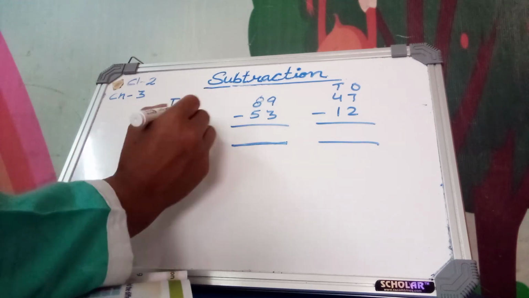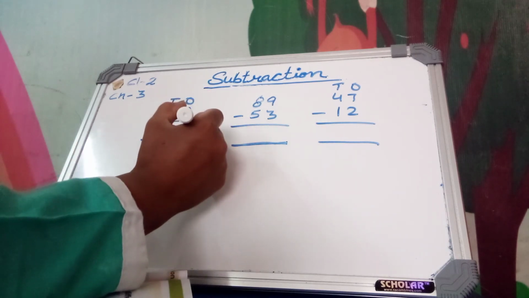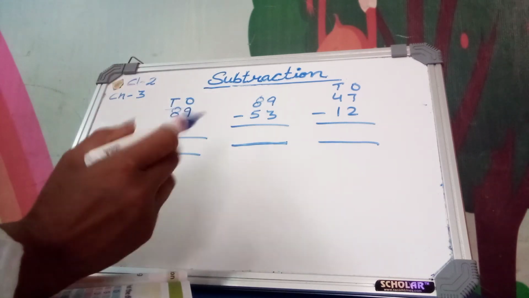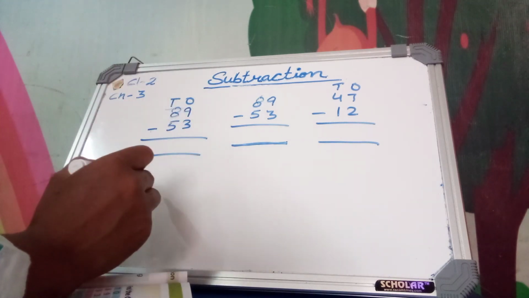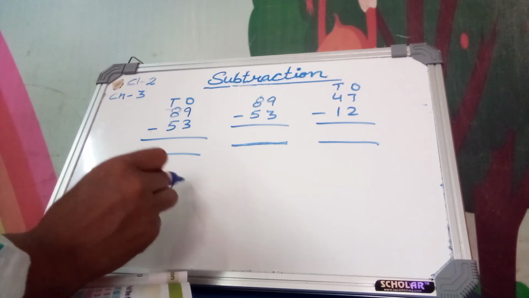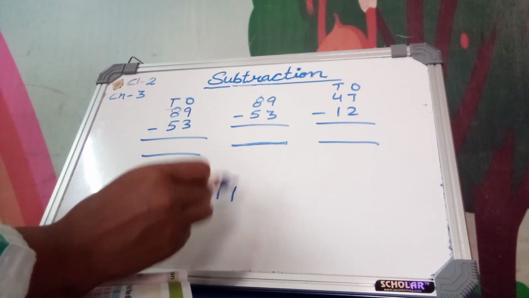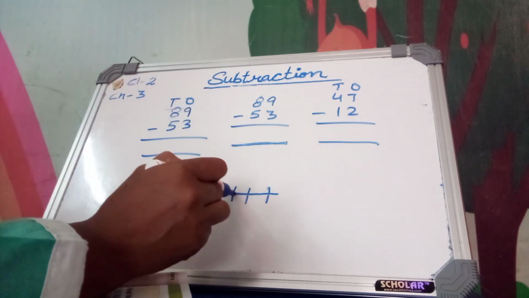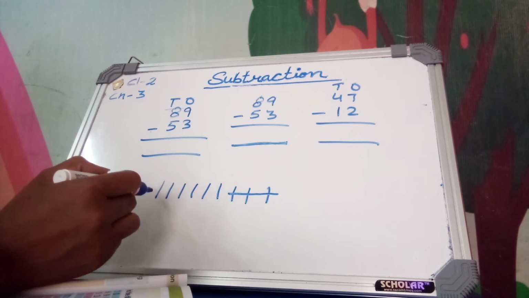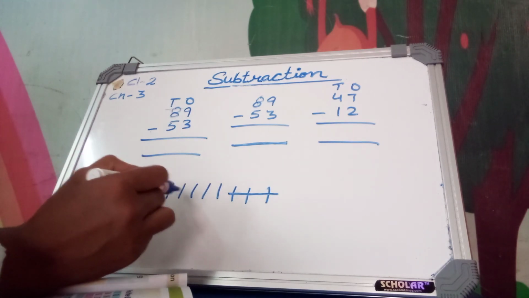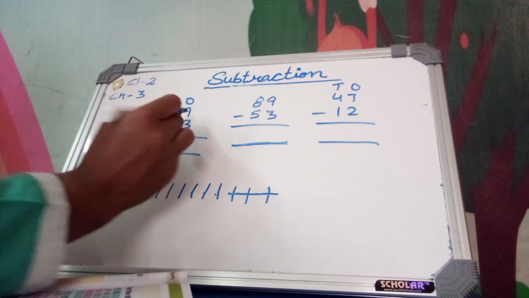Okay. 9 minus 3. 9 minus 3, how many numbers are left? You have to draw a line. How many lines? 9 lines. 1, 2, 3, 4, 5, 6, 7, 8, 9. And cut 3 lines. Okay. Cut 3 lines. And now count these lines. Okay. 1, 2, 3, 4, 5, 6. Okay.